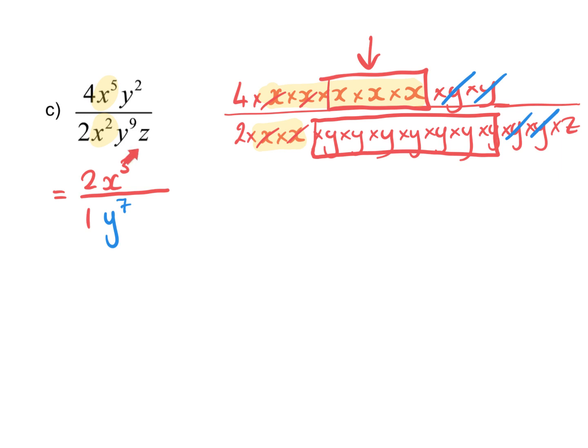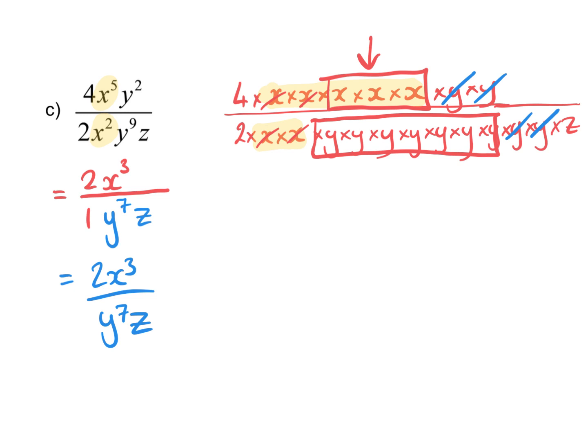And then again, we've got our z's. Where is there more? Well, there is only one z, so it doesn't have anything to cancel with. It's currently at the bottom, so it's going to remain there at the bottom. Now, the only thing I would tidy this up with is I would get rid of that 1 at the bottom, because that just doesn't need to be there. So it's 2x cubed over y to the 7 times z.